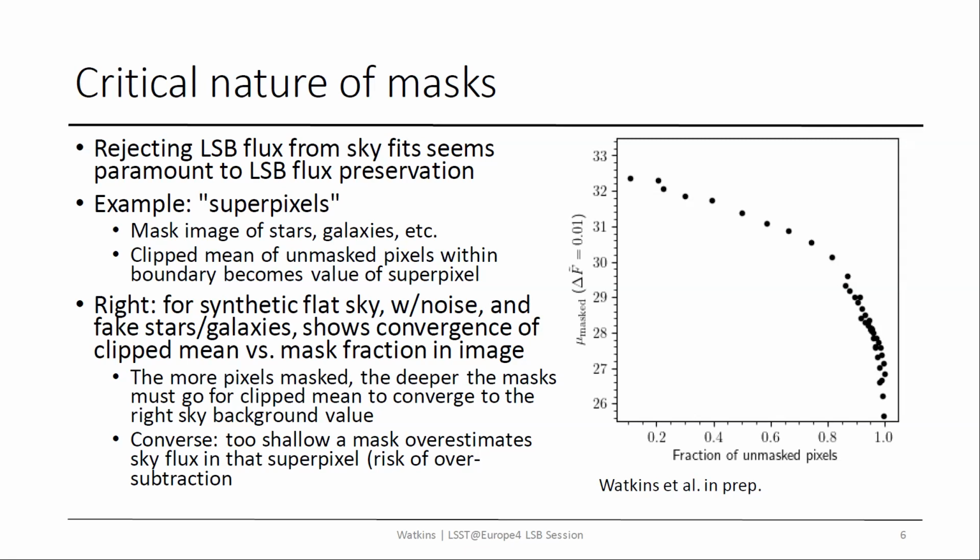And we have this sort of diminishing returns behavior where the more pixels that you have to mask while measuring a clipped mean, the deeper your masks actually have to go in order to get back the right value. The converse of this is that if you're using too shallow of a mask, then your clipped mean is overestimating the flux in that box, and you're therefore overestimating the sky, which again puts you at risk of mild over subtraction.